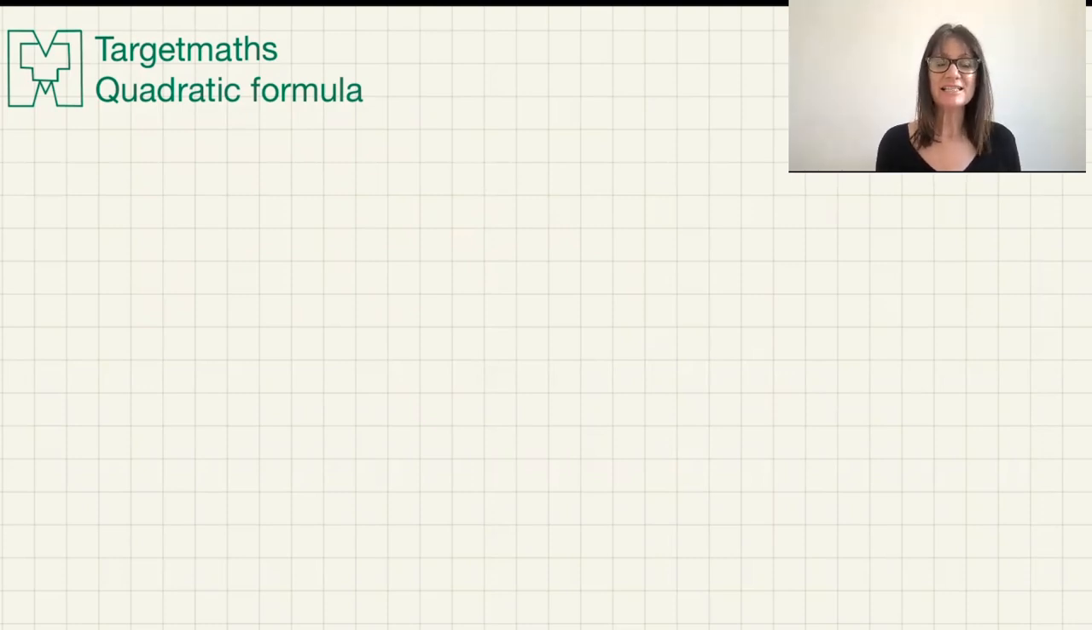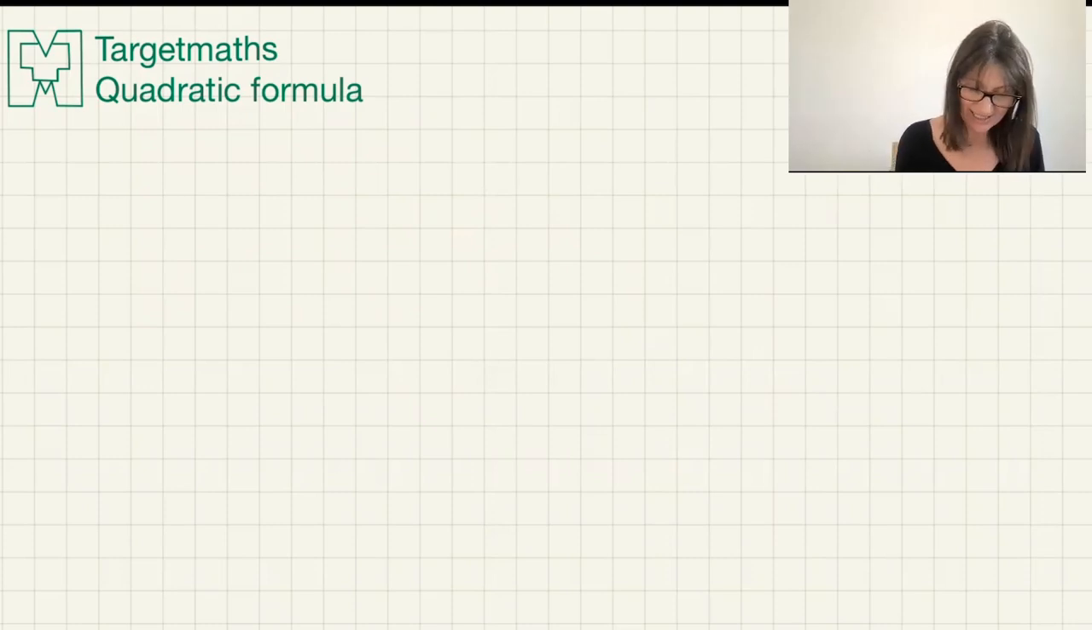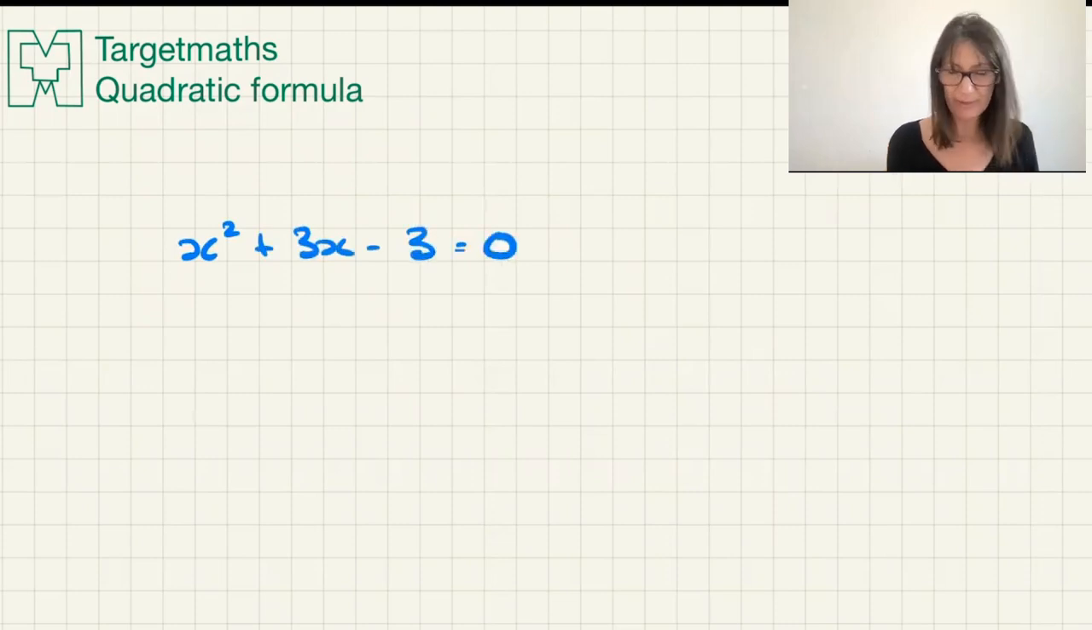This is a formula that we have in the higher GCSE. So if you are a foundation student, you really don't need to be worrying about this. If you're higher, you do. So let's crack on and have a look at an example. I've got x squared plus 3x minus 3 equals 0.